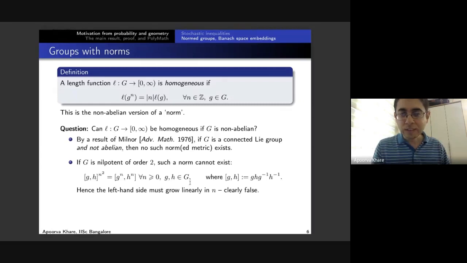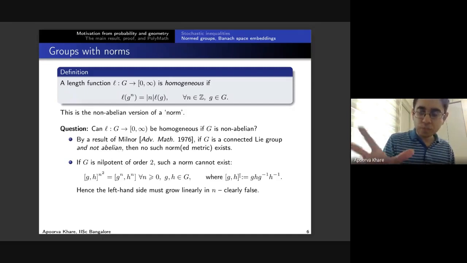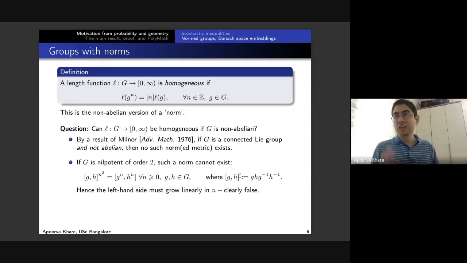If the length of something is zero, that means that this something is one. And as you just said, the commutator is one if and only if g and h commute. So again, if you prove that the length is zero in a nilpotent group, then somehow you get abelian again. You get commuting elements. So we are not getting non-commuting elements.